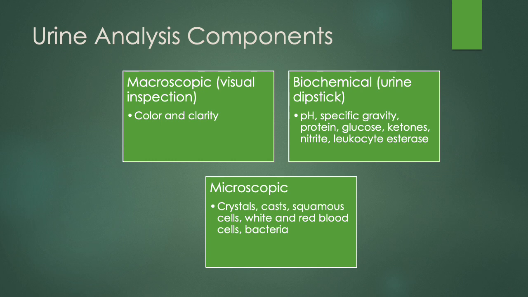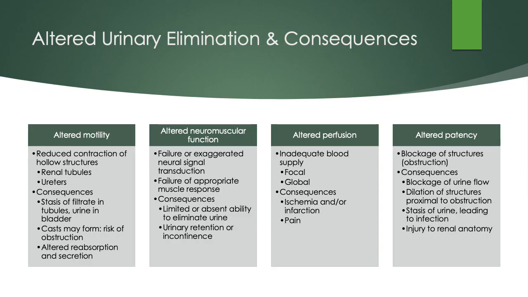With your urine analysis, this is how we evaluate our urine. So most of our urine, we look at the color and clarity of the urine. So this is a macroscopic or visual inspection. And then we do a biochemical check. So we'll use a urine dipstick. And what this does is that it helps us to look at the pH, the specific gravity, if there's glucose or ketones, protein, nitrites, and leukocytes in the urine. And then we have our microscopic analysis, which will look at crystals or squamous cells, white and red blood cells, and bacteria.